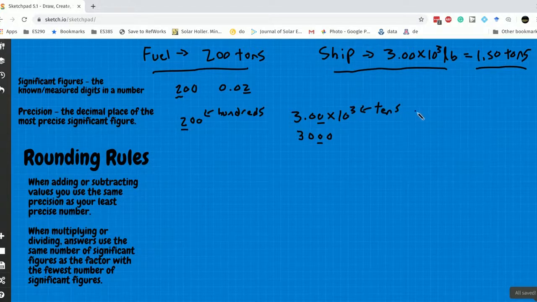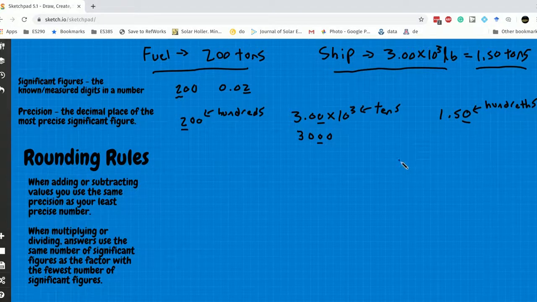Now we can also go through this process on our spaceship weight listed in tons. Here we have 1.50 tons. Well, here you might recall that when we have a 0 listed to the right of non-zero digits and to the right of the decimal place, those zeros are significant figures. So in this case, our most precise significant figure is the 0. And this 0 is also located in the hundredths place, the hundredths as opposed to the hundreds place. So the precision of our value written in tons here is the hundredths place.